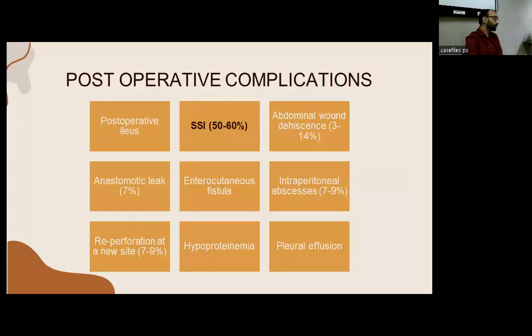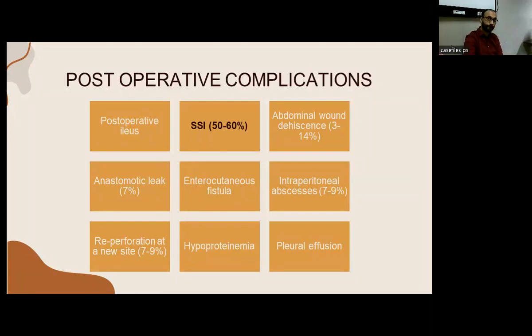So when we look at post-operative complications, ileus is one common complication, but surgical site infection, as described, is seen in 50 to 60% of cases. Abdominal wound dehiscence, that is full thickness dehiscence of the abdomen, occurs in 3 to 14%. Anastomotic leaks, enterocutaneous fistulas, intraperitoneal abscesses, and reperforation at a new site are also documented. Other complications like hypoproteinemia, fluid effusions, etc. can also be seen.